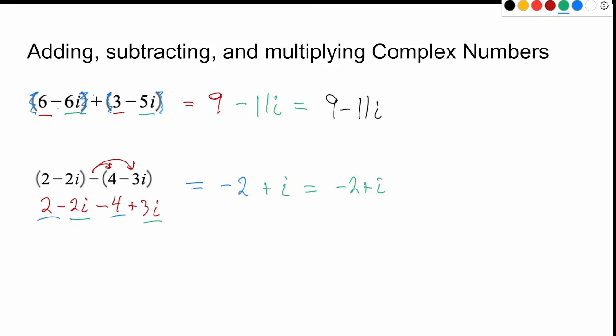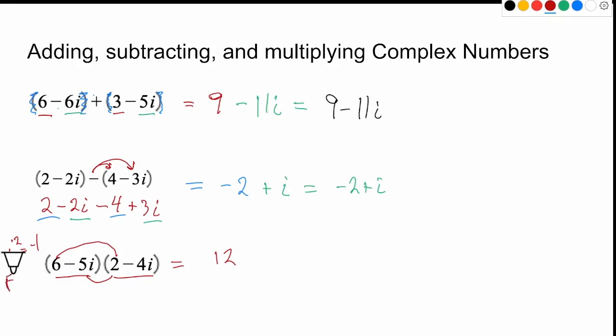Multiplying, this is maybe the most complicated part, but not so bad. What we have is two binomials. They each have two terms. And so we think of it as FOIL, treating the i as if it was a variable, as if it was an x. The only thing is when we do get an i squared, we can convert that back to negative 1. Remember, i squared equals negative 1. So we first multiply the first terms. First, 6 times 2 is 12. We multiply the inner, that's these two.